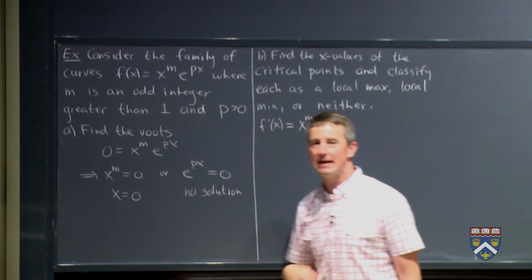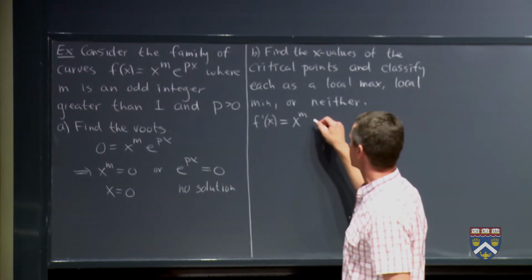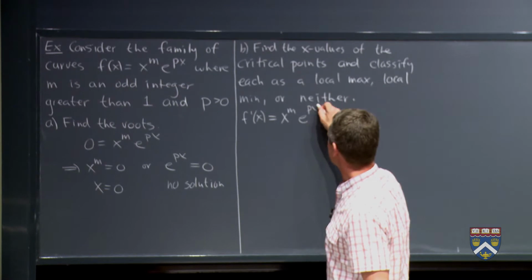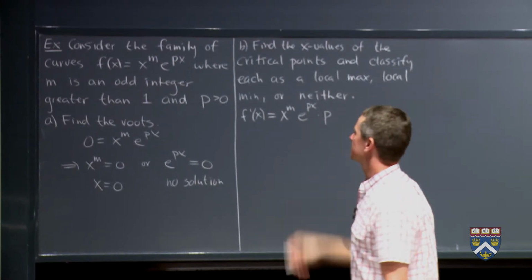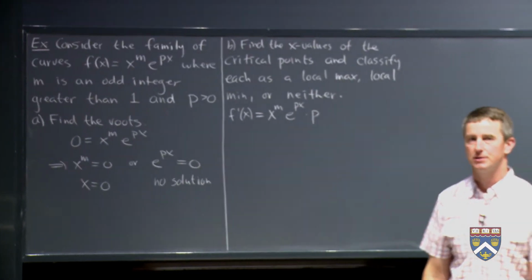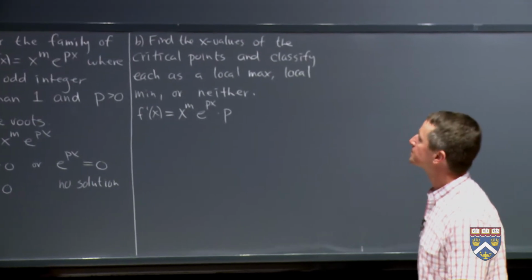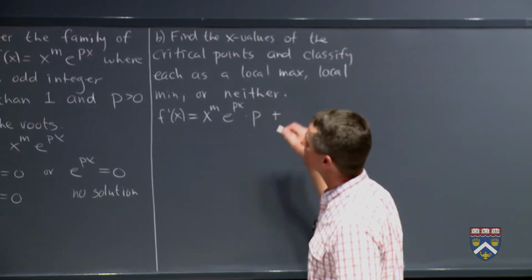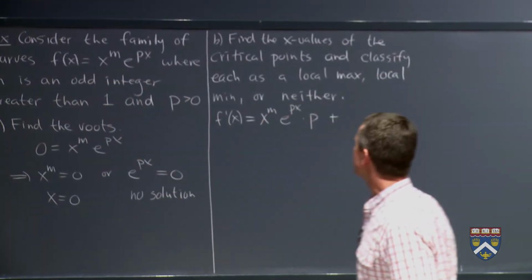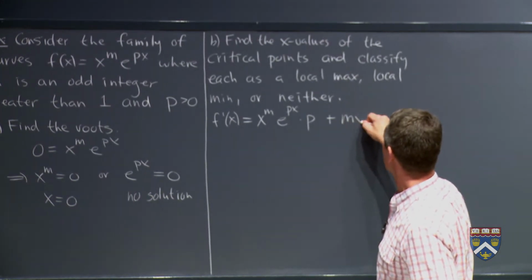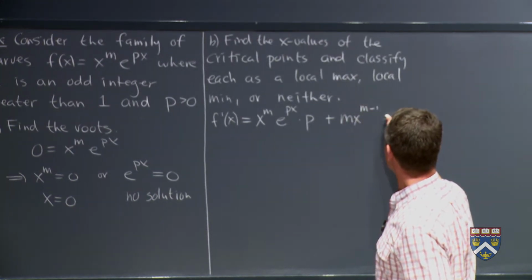Now I've got the derivative of e to the something. Chain rule says the derivative of e to the something is e to that same something, but the chain rule says you have to take the derivative of the inside function, meaning multiply by p. Then we take the derivative of x to the m, which is mx to the m minus 1, and we leave the e to the px alone.